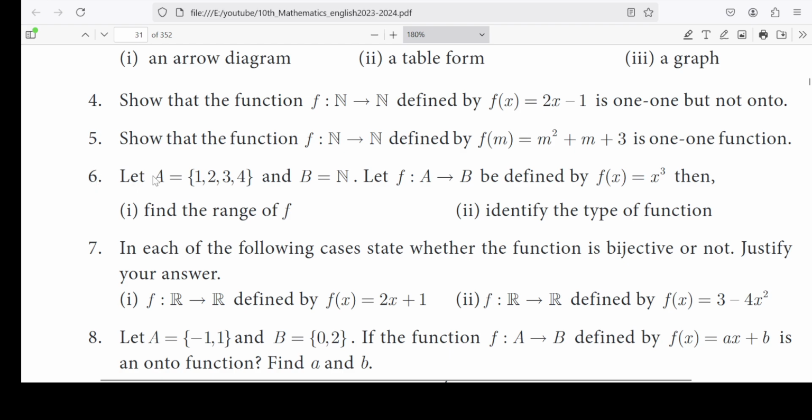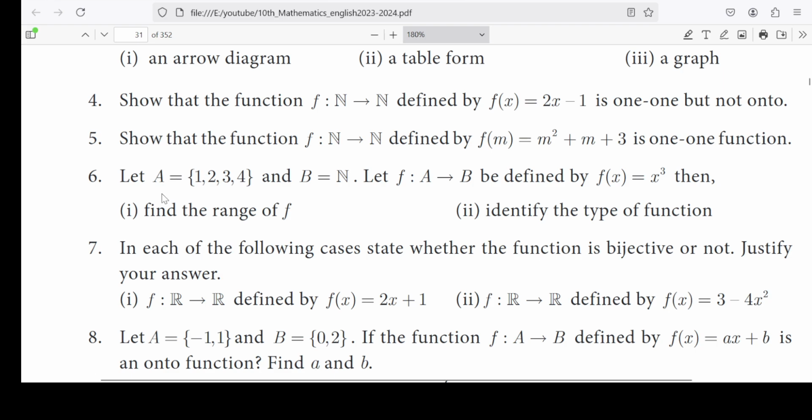Number 6. Let A equal the set {1, 2, 3, 4} and B equal capital N. Let f: A → B be defined by f(x) = x³. Then find the range of f. Identify the type of function. Let me explain this question.